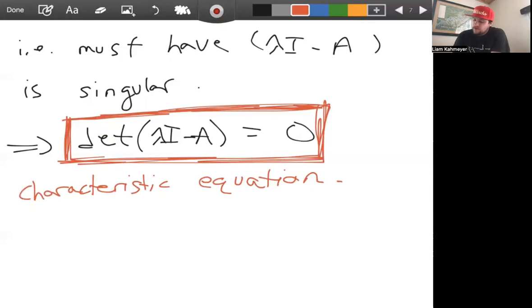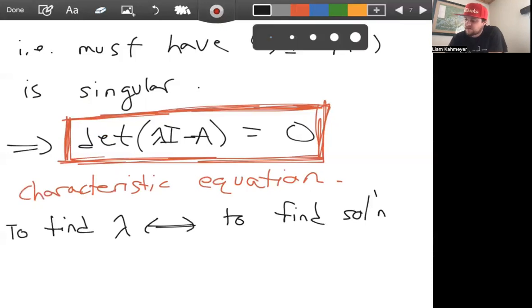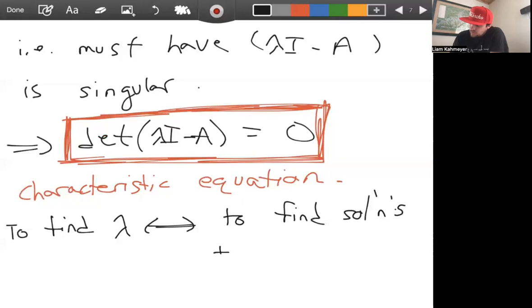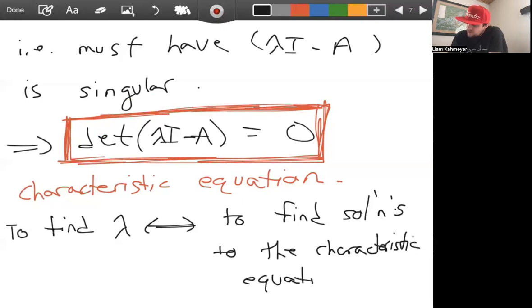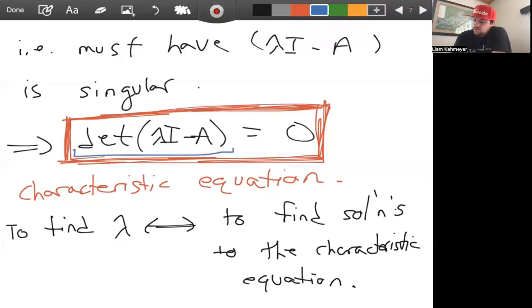Okay, so to find lambda is the same as to find solutions to the characteristic equation. If we have the determinant of lambda I minus A equals 0, this is our characteristic equation. Values lambda that satisfy this equation are your eigenvalues. We call the entire thing the characteristic equation. If you want to look at just the left-hand expression here, this is called the characteristic polynomial.